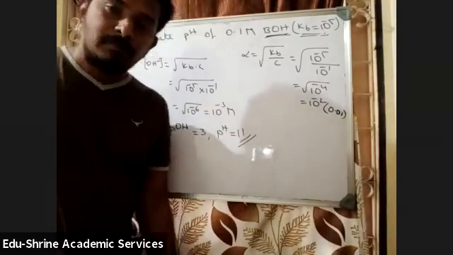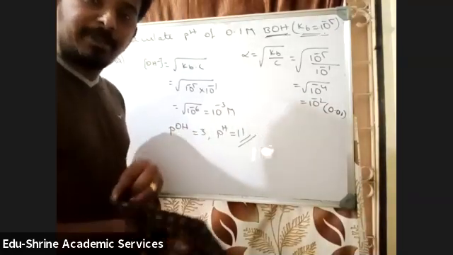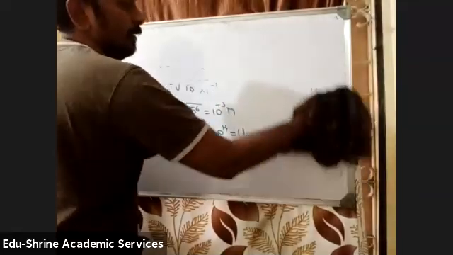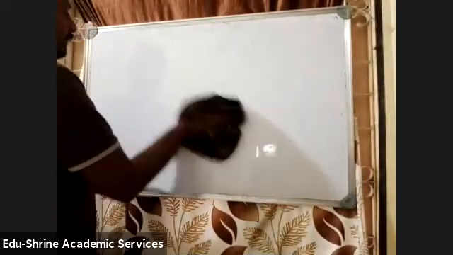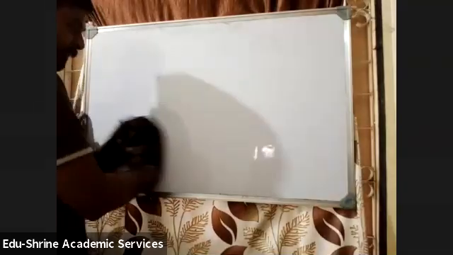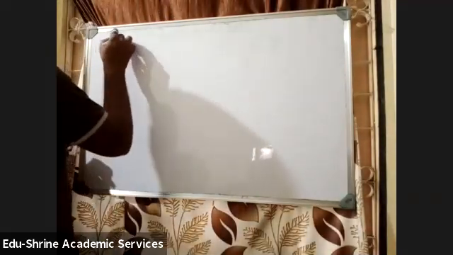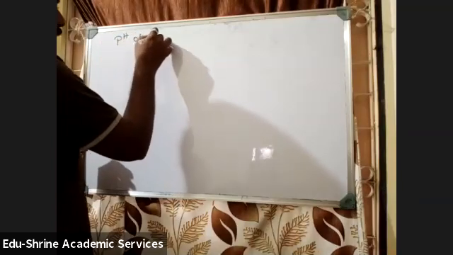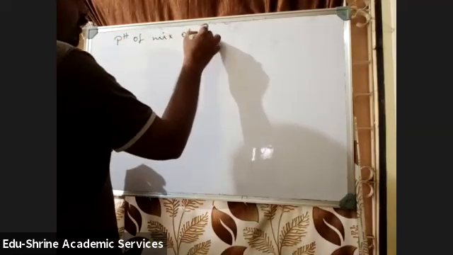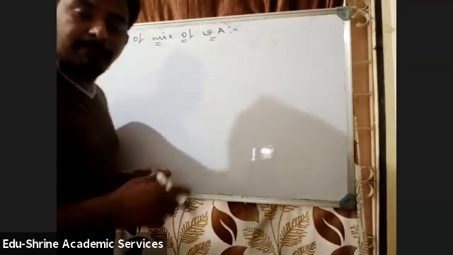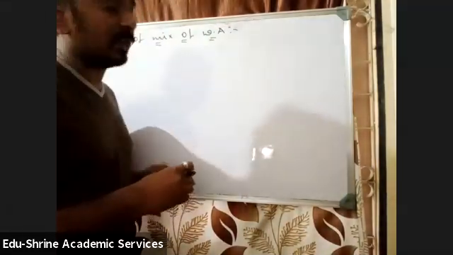Next is pH of mixture of weak acids and mixture of weak bases. The next condition is calculating the pH of a mixture of weak acids. So if more than one weak acid is given, how will you calculate the pH?